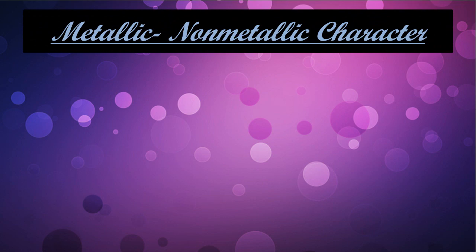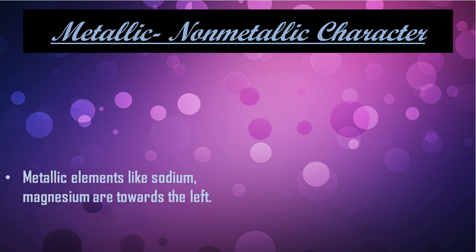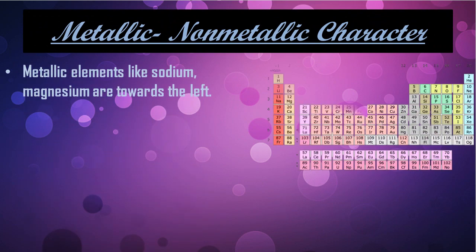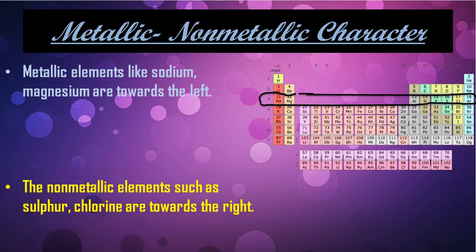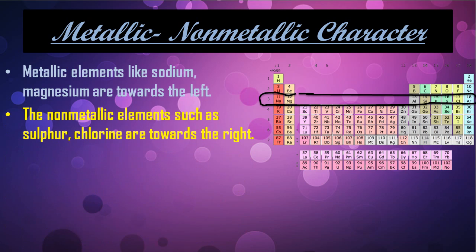Let's start. Metallic and non-metallic characters of an element. Here is a periodic table, and look at the third period, the elements of the third period, that is from sodium to argon. You will observe that metallic elements like sodium and magnesium are towards the left, and the non-metallic elements such as sulfur and chlorine are towards the right, and the metalloid element silicon lies in between these two types.